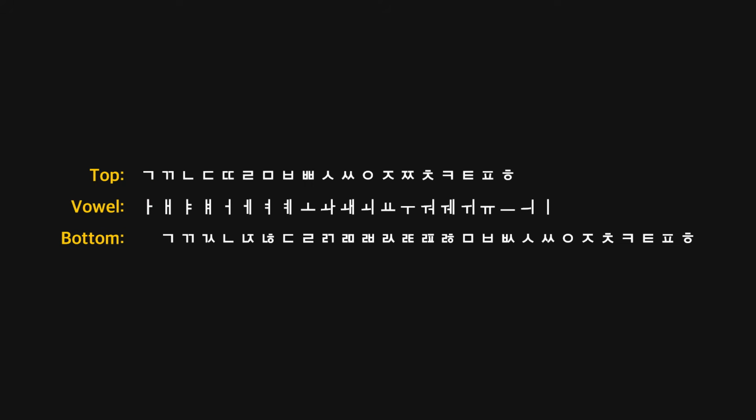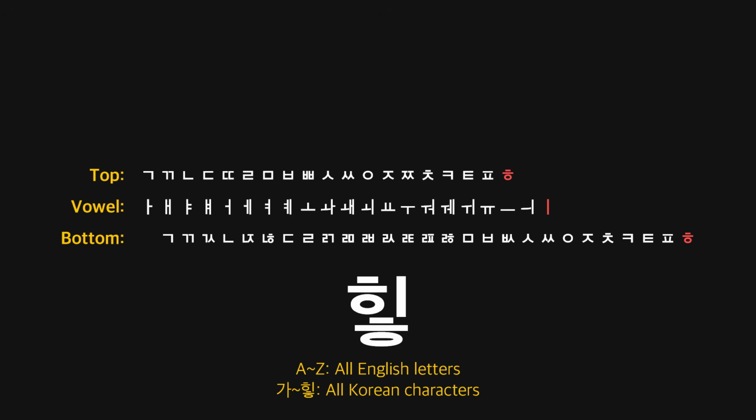Using the same method, you can get the last character of the Korean language. The last top consonant is hit, the last vowel is E, and the last bottom consonant is also hit. Put these together and you'll get hi, which could be the Korean equivalent of the letter Z. As a result, while you could use A to Z to represent all letters in English, you could similarly use ka to hi to represent all characters in Korean.